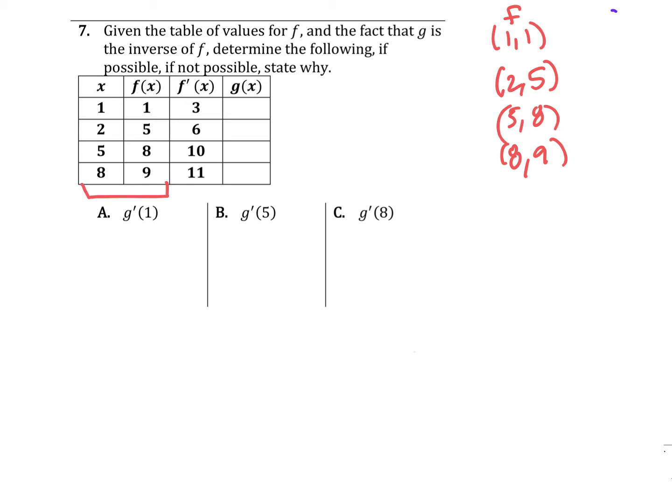What that means is in g, I have what I get when I flip all of those points, right? When I switch x and y, because that's what inverses do, I have all of these points. So I'm going to fill in what I know in the table. This first value, when x is 1, g of x is 1. I don't know what's happening when x is 2. I don't have an ordered pair that gives me that information. I do know what happens when x is 5, though. When x is 5, g of x is 2. When x is 8, g of x is 5.